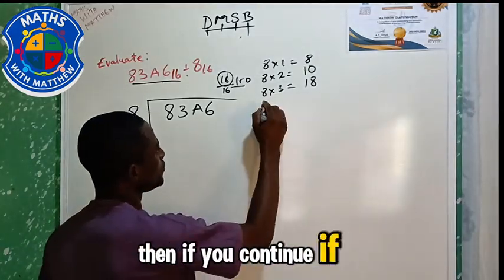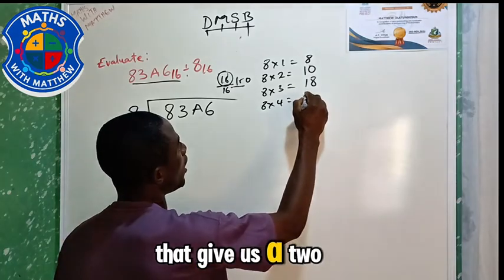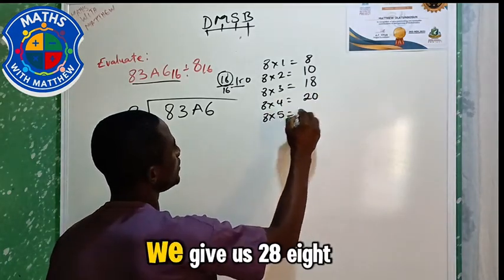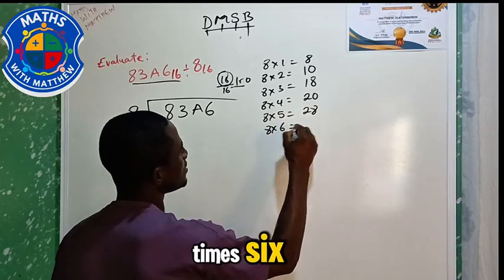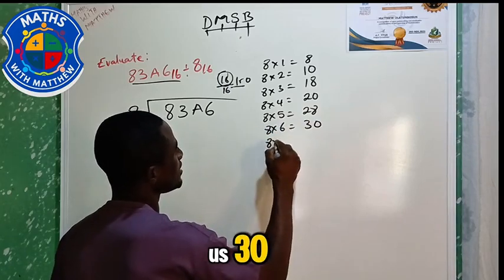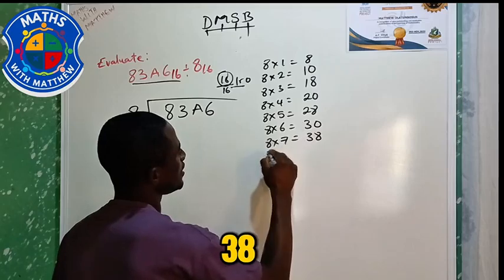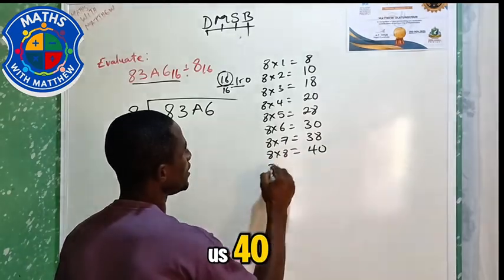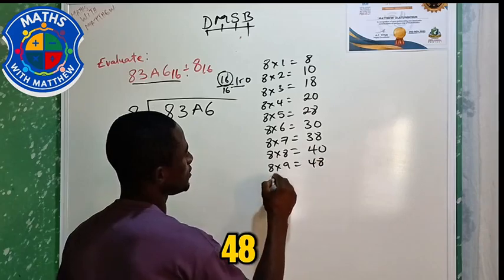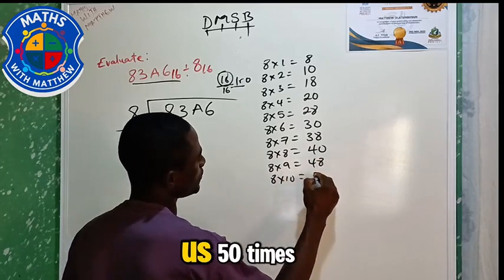Then if you continue, 8 times 4 gives us 20. 8 times 5 gives us 28. 8 times 6 gives us 30. 8 times 7 gives us 38. 8 times 8 gives us 40. 8 times 9 gives us 48. 8 times 10 should give us 50.